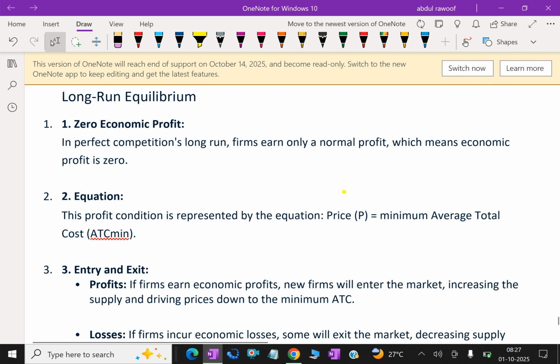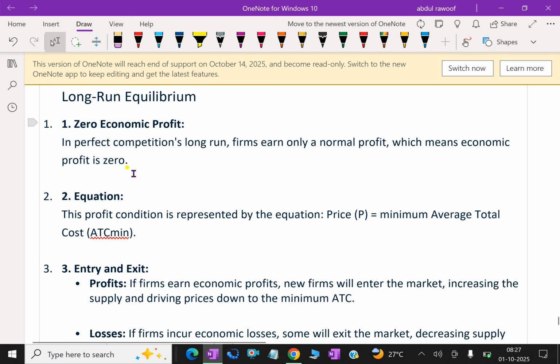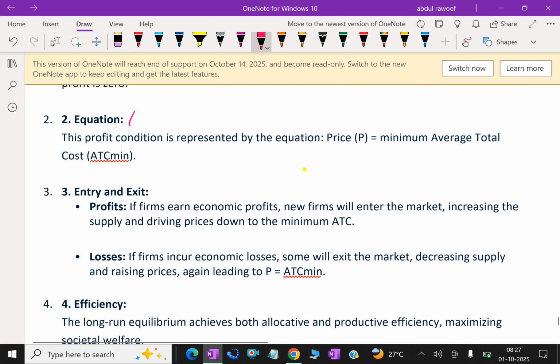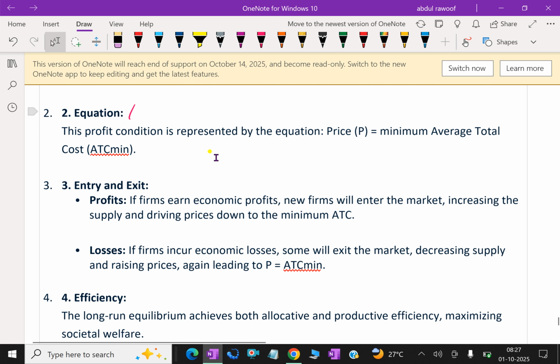Long run equilibrium. Zero economic profit. In perfect competition, long run firms earn only a normal profit, which means economic profit is zero. Equation. This profit condition is represented by the equation, that is price equal to minimum average total cost, that is P equal to ATC minimum.